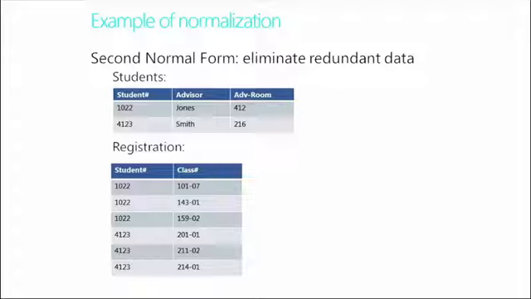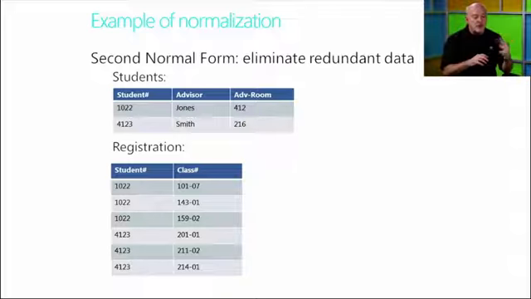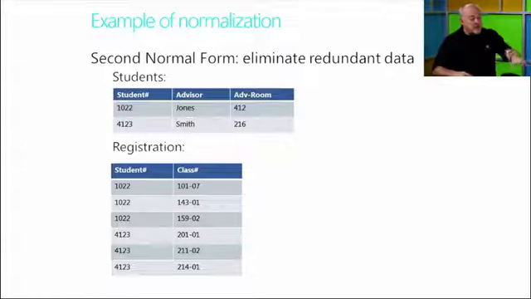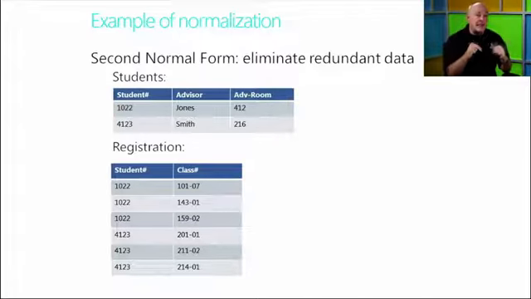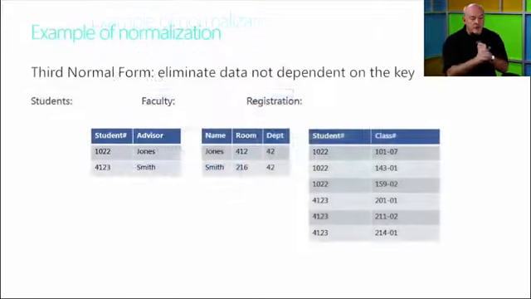Now if we go to registrations, because we can't just drop the information about the registrations, we created a second table for the student number. Student number 1022 is going to be attending class 101-07, as well as 143-01, as well as 159-02. That's a pretty light load, don't you think? Only 3 classes? Come on, dude, don't be a slacker here. Anyway, student number 4123 is also taking 3 classes. So we've taken the content and split it out after first normal form. We've introduced a second table that's going to allow us to eliminate that redundant data. Let's take it to our next level, our third normal form.